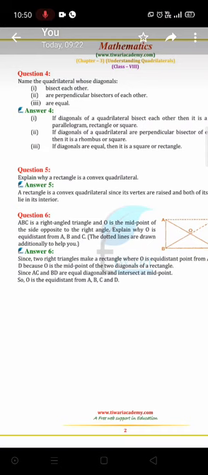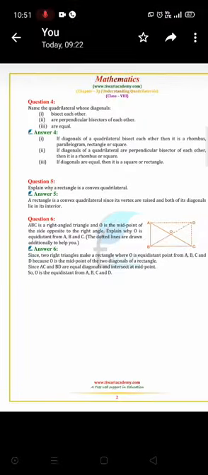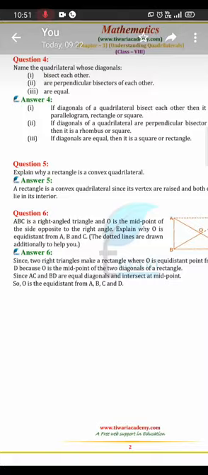Now question 5. Explain why a rectangle is a convex quadrilateral. My dear students, when I explained convex polygon, that time I told you clearly that if the two diagonals lie in the interior of the polygon, then it will be a convex polygon. Similarly, in a rectangle, two diagonals lie in the interior of the rectangle. That's why a rectangle is a convex quadrilateral. Okay. Now you see question 6.